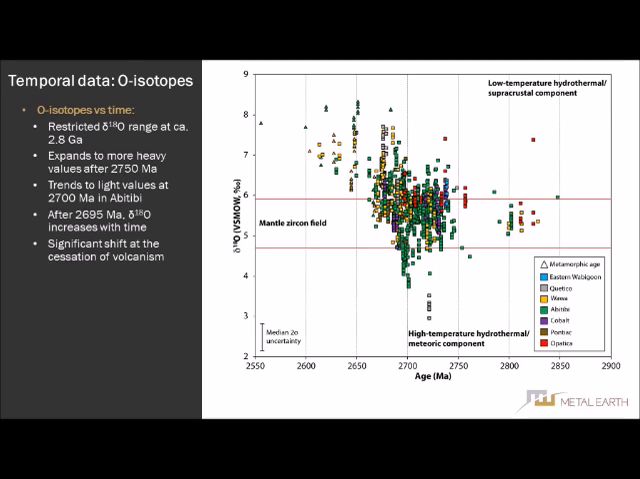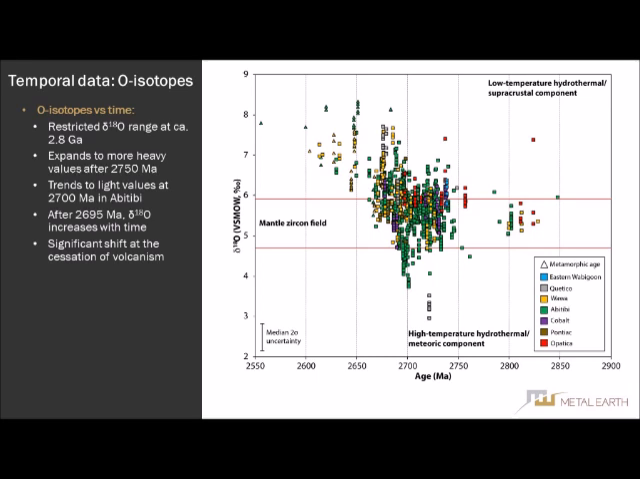And then after about 2700, after volcanism ceases, and we move to the plutonic stage of the evolution of the area, we increase our heavy component, suggesting we have a bit more recycling, and a greater surface component is getting into these magmas in the crust there.